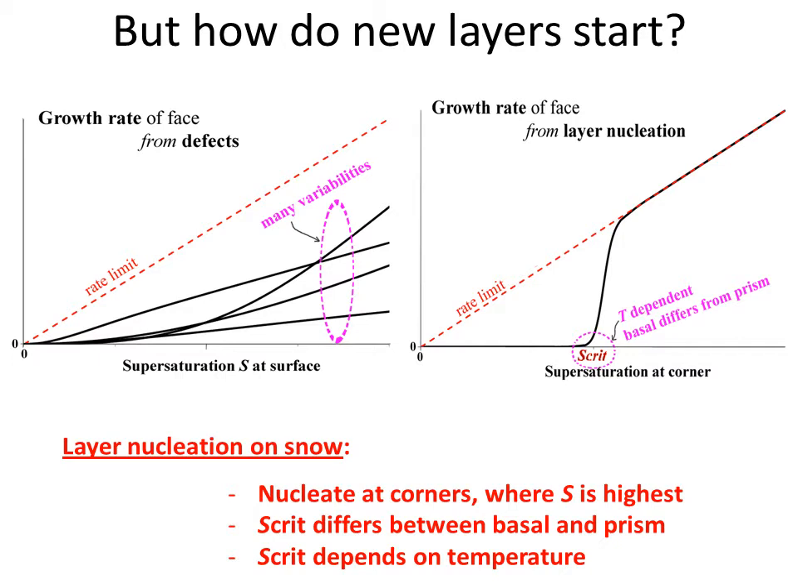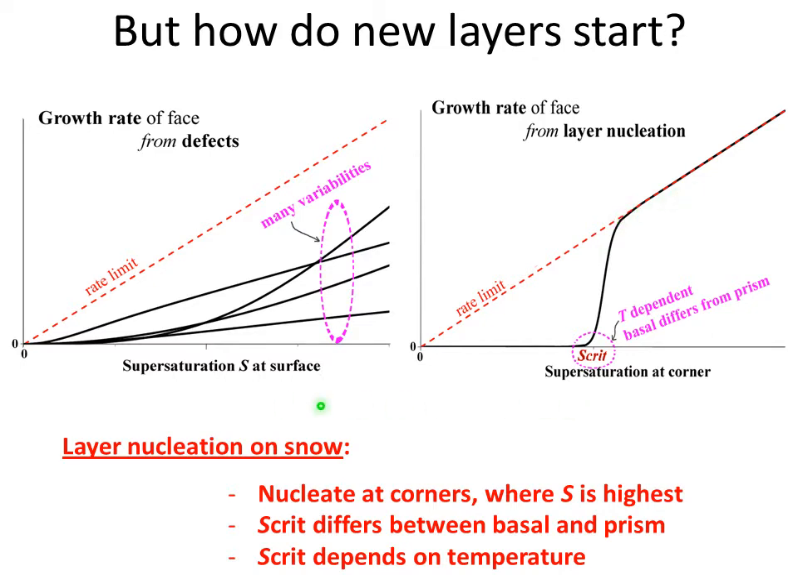Layers can also nucleate, like bubbles nucleating spontaneously when you open a beer or pop, but these are two-dimensional, and they're very regular. They're not sporadic. At very low supersaturations, growth is essentially zero. No layers nucleate until you reach S crit. This value depends on the type of face and on the temperature. Then above this value, layers nucleate rapidly, and the rate quickly reaches the limit.